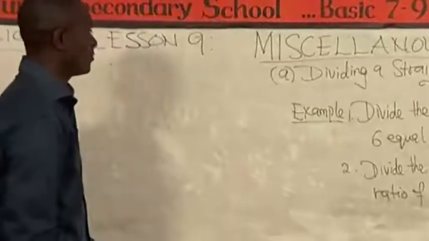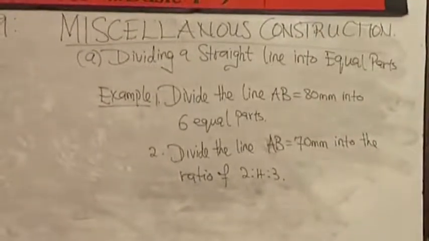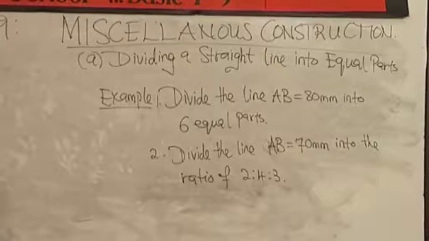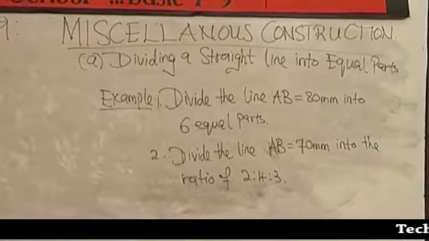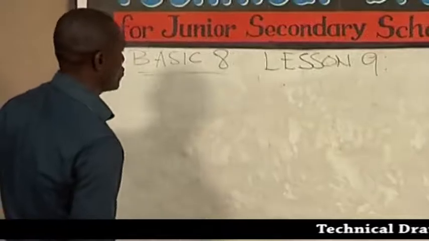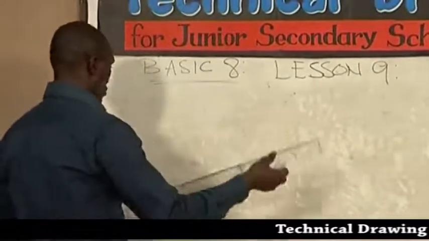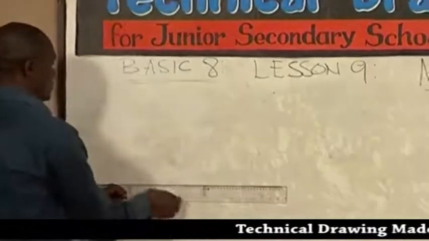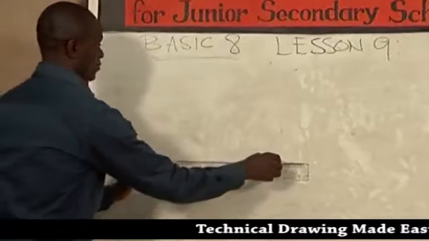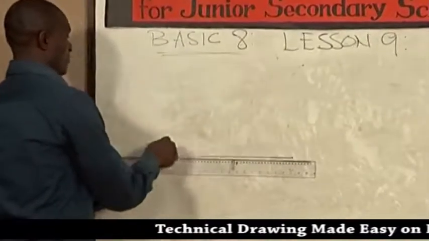Look at example number 1. Divide the line AB equal to 80 mm into 6 equal parts. What do you do? The first thing you do is draw a horizontal line. Your T-square is there, you draw your horizontal line.